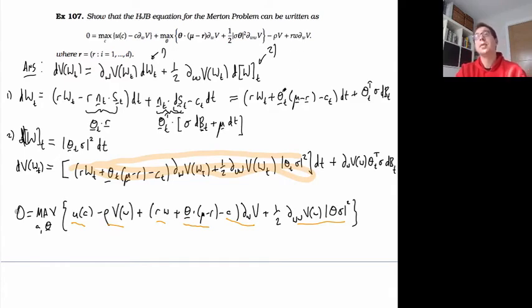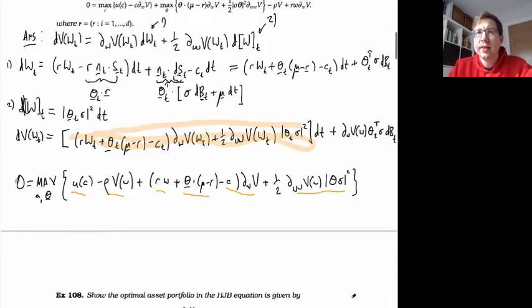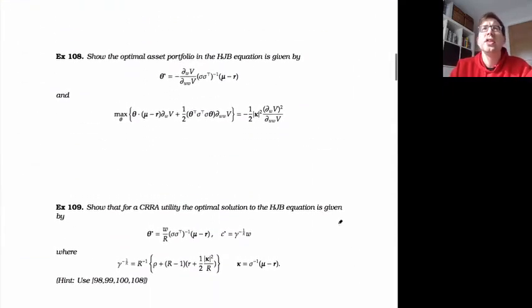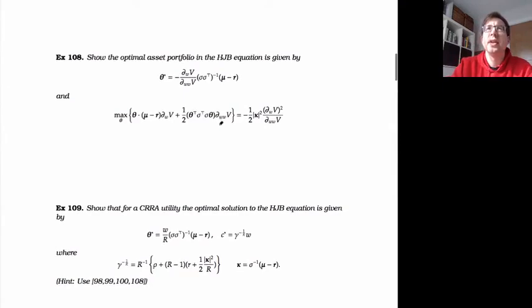Now we need to work with this to come up with the solution. We start with the easiest of the two, which is this maximization over theta. So the next exercise is to solve that maximization, and like I said in class the other day, this isn't too hard.